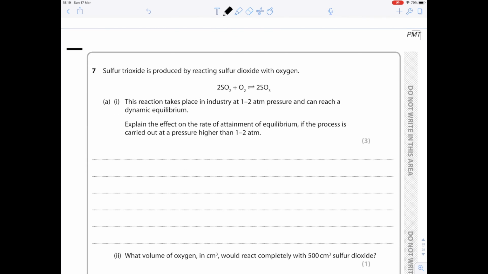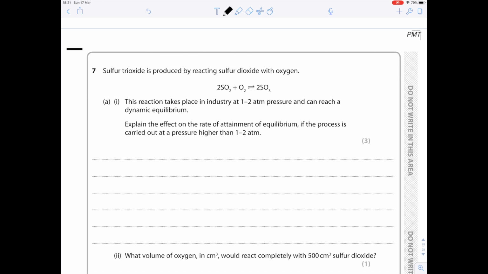7. Sulfur trioxide is produced by reacting sulfur dioxide with oxygen according to the equation 2SO2 plus O2, this is a reversible arrow, forming 2SO3. The reaction takes place in industry at 1 to 2 atmosphere pressure and can reach a dynamic equilibrium. Explain the effect on the rate of attainment of equilibrium if the process is carried out at a pressure higher than 1 to 2 atmospheres.